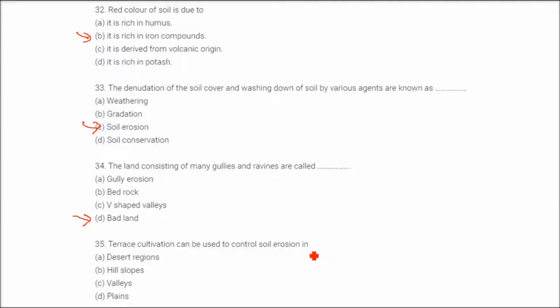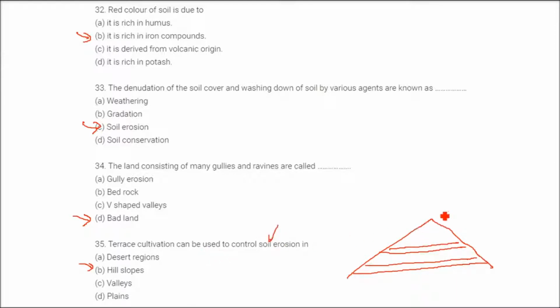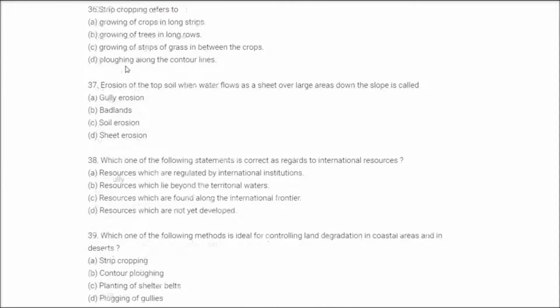Terrace cultivation can be used to control soil erosion in hill slopes. So if you have a hill slope, then we can have a terrace cultivation like this. So step farming, terrace cultivation, and contoured plowing, all these are the solution to the soil erosion on these hill slopes.